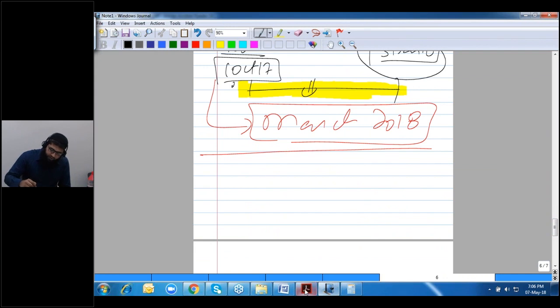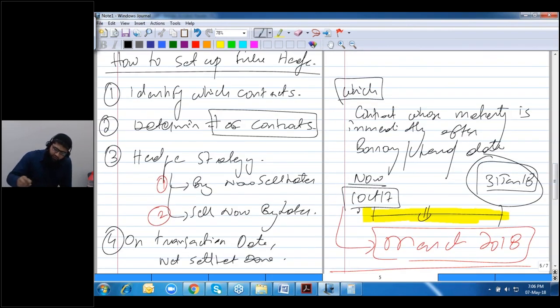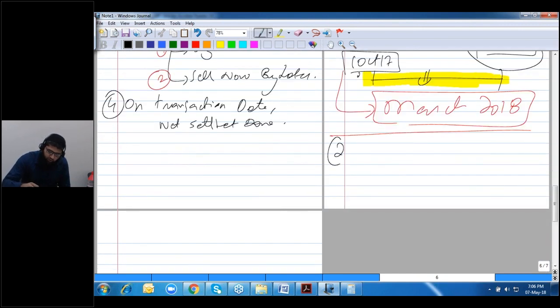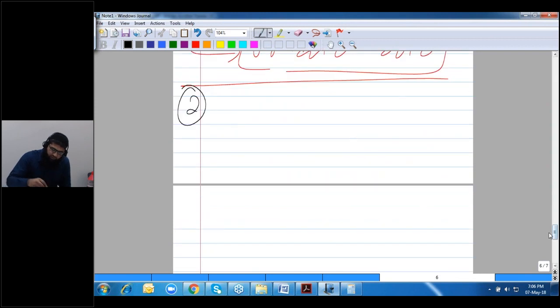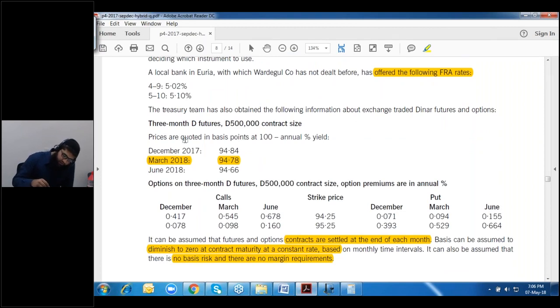Now, what next? The next requirement of the interest rate futures is that you need to establish the number of contracts. Now, how exactly are we going to establish the number of contracts? You would say the borrowing or lending amount divided by the contract size, multiplied by the borrowing or lending period divided by the contract maturity.